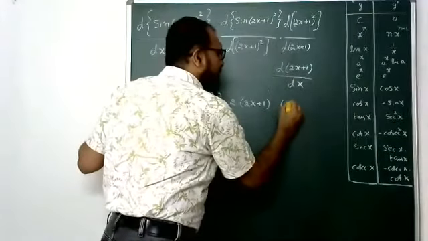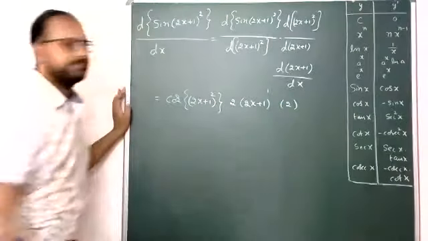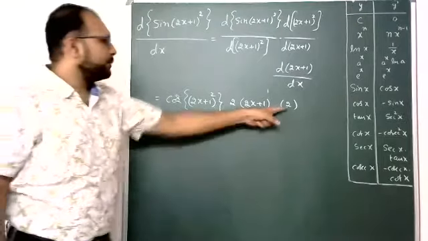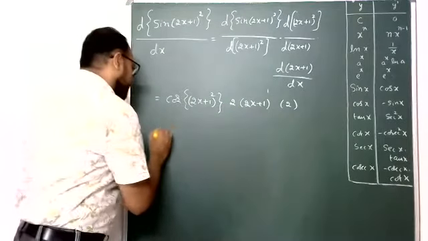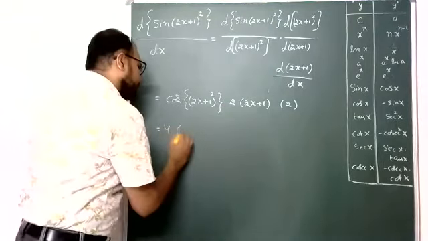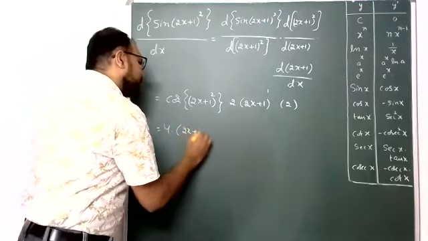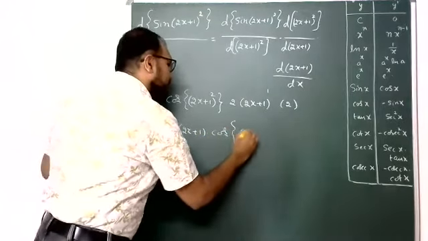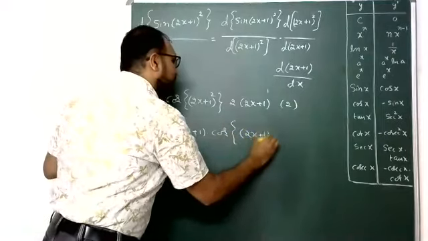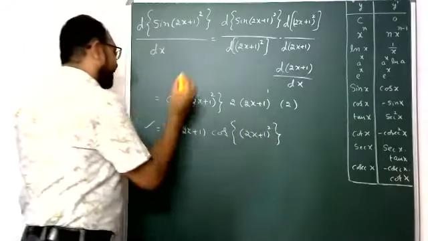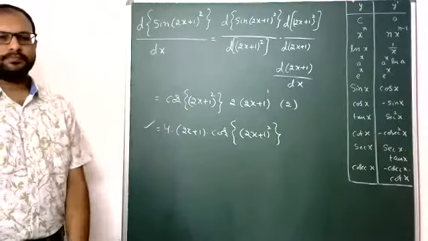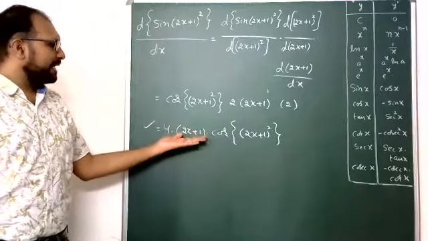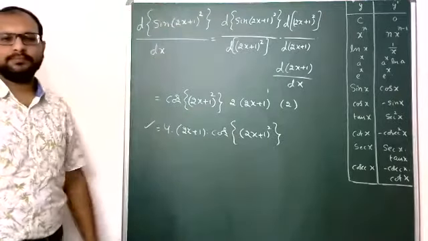Last, the third term: derivative of 2x plus 1 is only 2. Then you can write 2 into 2, 4. So 4 into (2x plus 1) into cos of (2x plus 1) whole square is the final answer. Students, this is now the final derivative of this function.